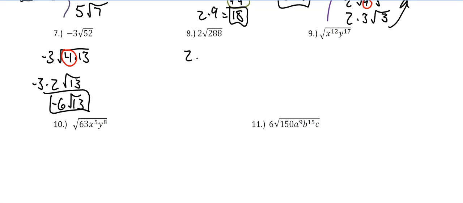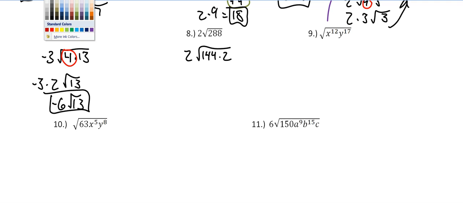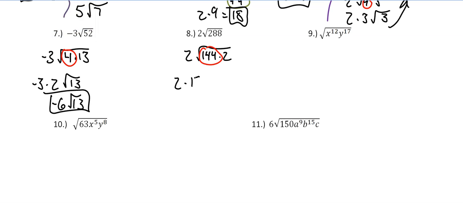This one, again, if I look at this guy, that's a 144 times 2. The square root of 144, hold on, is a 12. So now on the outside, I have the 2 that was there. I now have a 12 out there as well. And the 2 is still trapped. And keep in mind, all of this is multiplication, so it remains multiplication after that thing gets out of that radical, okay?